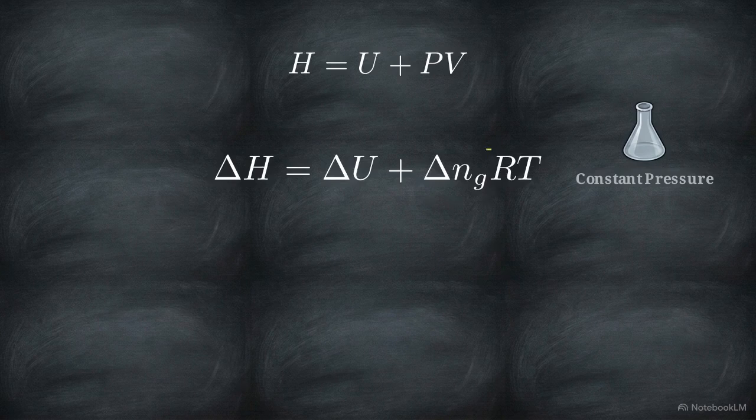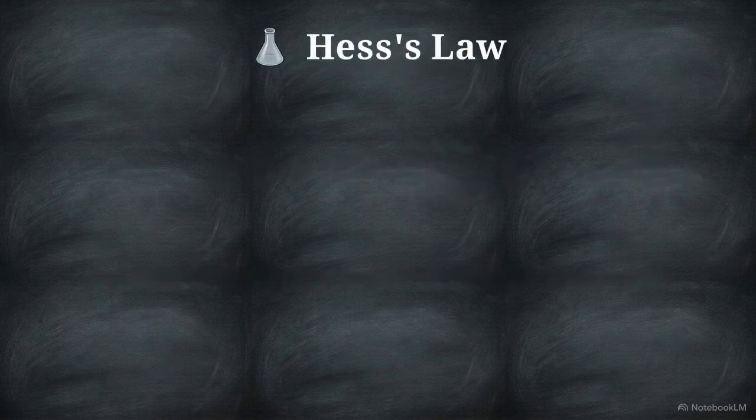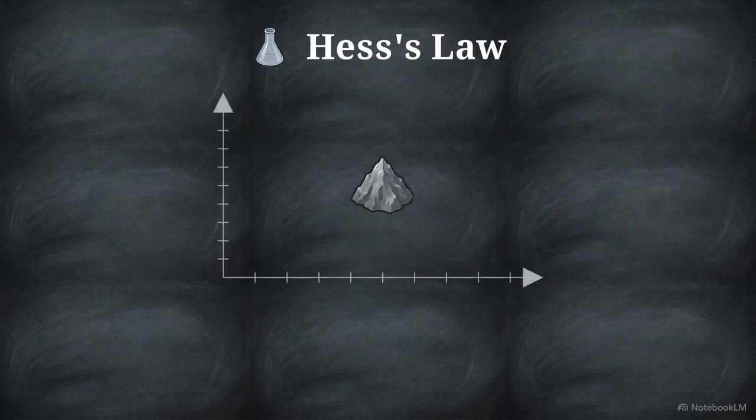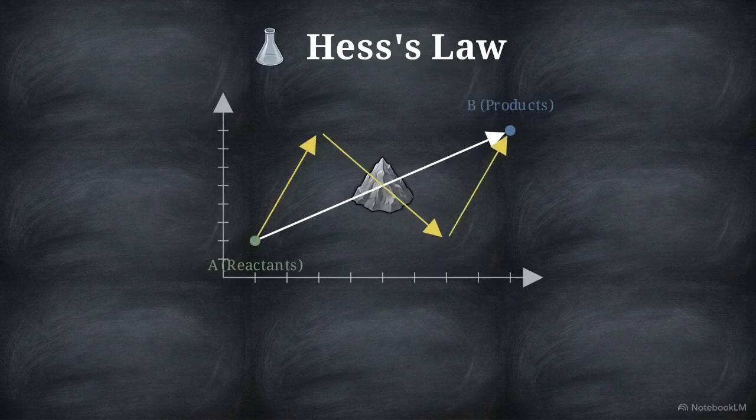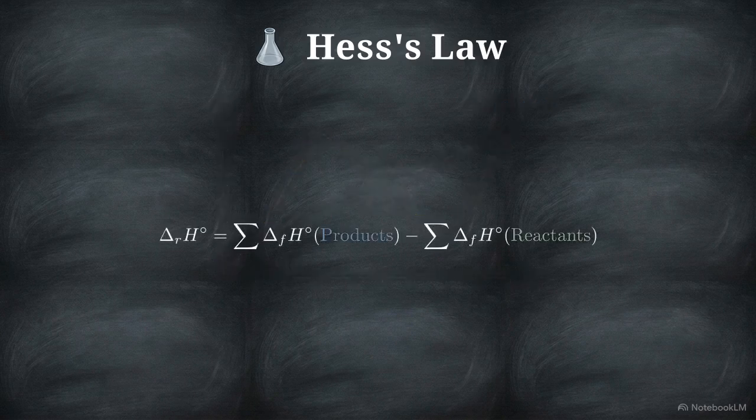This animated equation shows Hess's law. Because enthalpy is a state function, the total enthalpy of a reaction is the same whether it happens in one step or many. To find it, you add up the standard enthalpies of formation for all your products and subtract the sum of your reactants, products minus reactants.